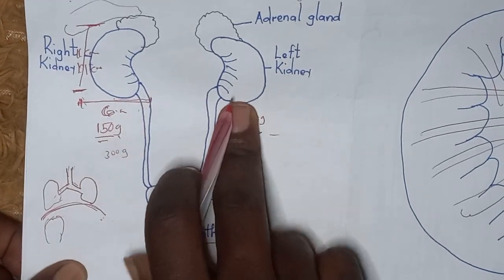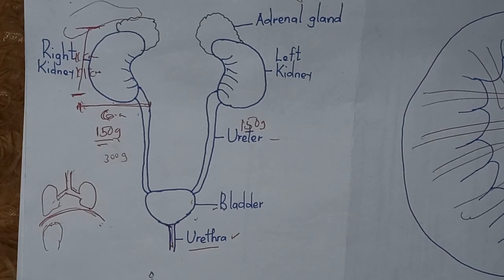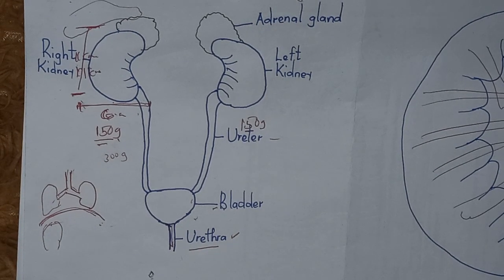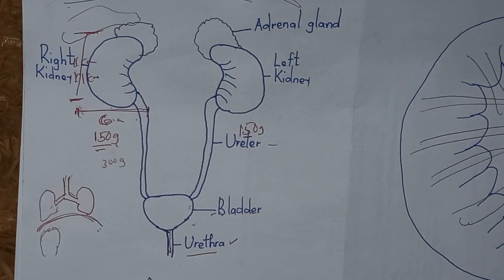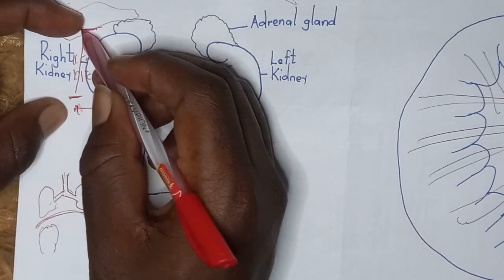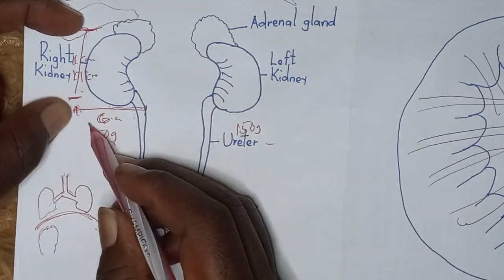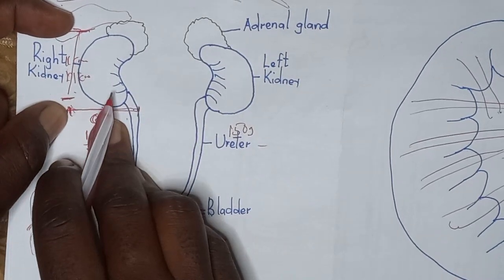A healthy human being has a pair of kidneys, which is two kidneys, and the mature kidneys are always 11 centimeters in height, 6 centimeters long, and the thickness is 3 centimeters.